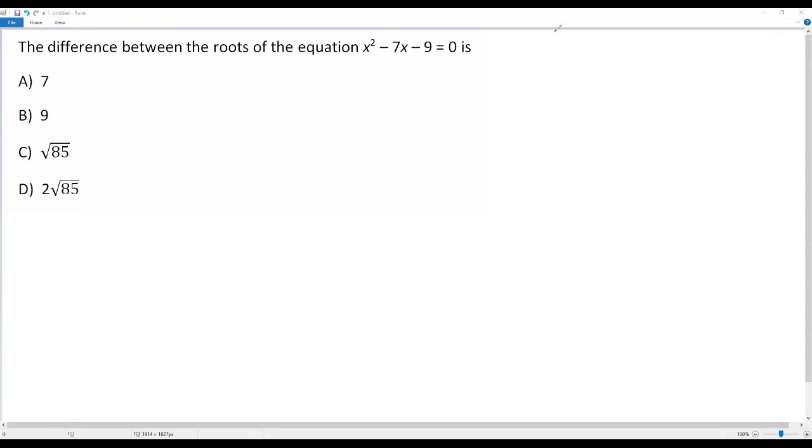Here we have a math problem in algebra 2. Okay, let's go over the question. The difference between the roots of the equation x² − 7x − 9 = 0 is. Okay, here we have a quadratic equation.